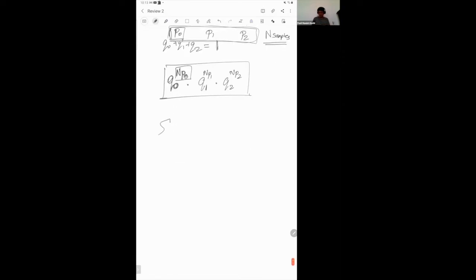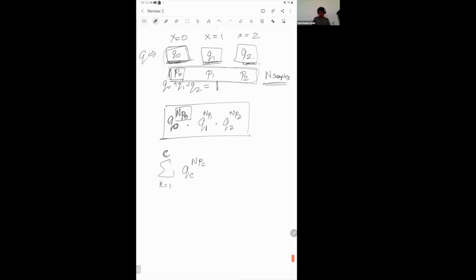But in general, let's say there are C classes, then the probability would be Q of C raised to N times P of C, where N is the total number of samples, and P of C is the true probability of that class.